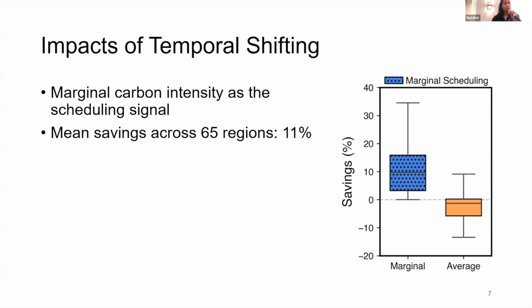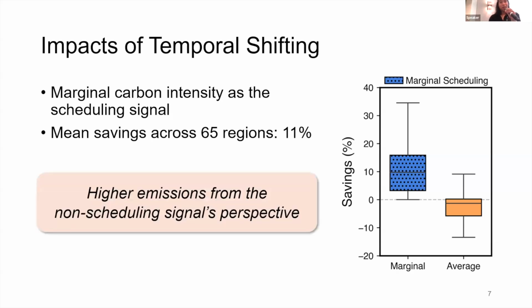And what this means is that there is an increase in carbon emissions from the perspective of the non-scheduling signal. And while the result here only shows when the marginal carbon intensity is the scheduling signal, using the average carbon intensity signal yields a similar result, and more details can be found in the paper. All right, let's look into spatial shifting.